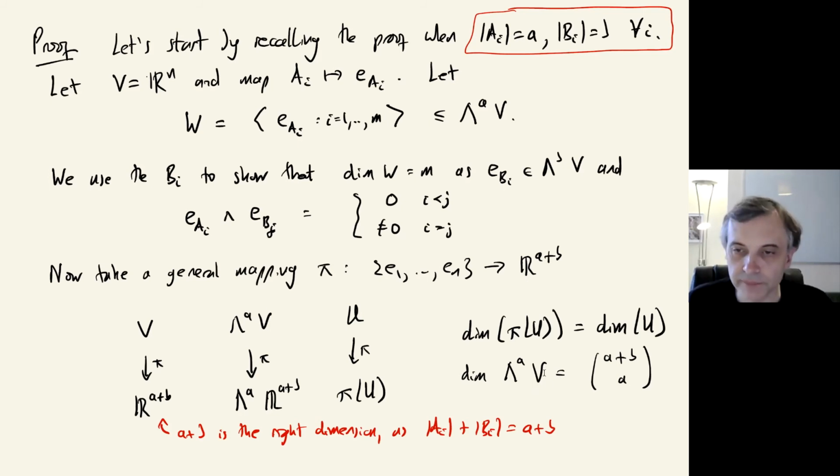Misprints, that. Okay, so the dimension of U is at most (A+B choose A). Okay, so I'm just repeating the proof from before. So we're taking our nice subspace of the Ath exterior power of R^n, we're mapping it down to a subspace of the Ath exterior power of R^(A+B). Okay.